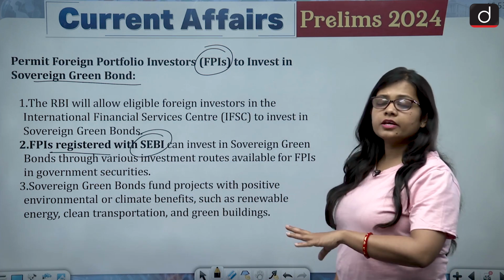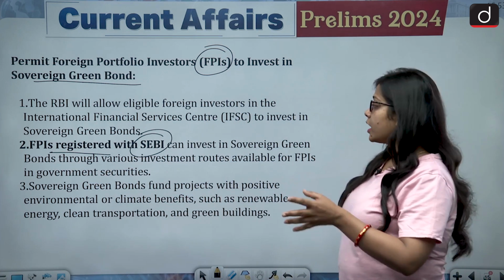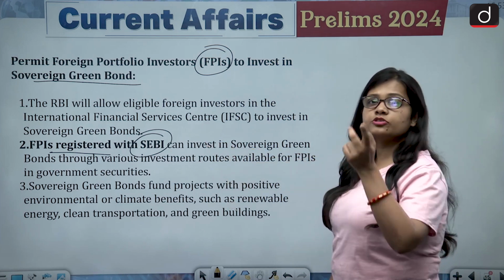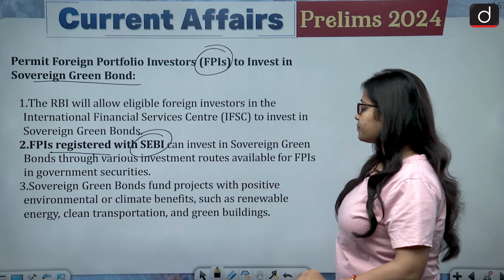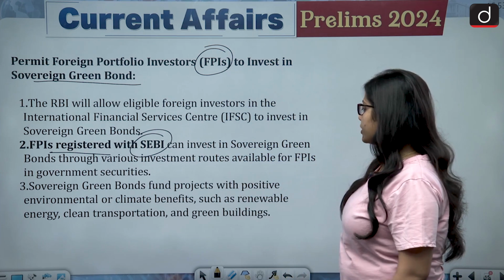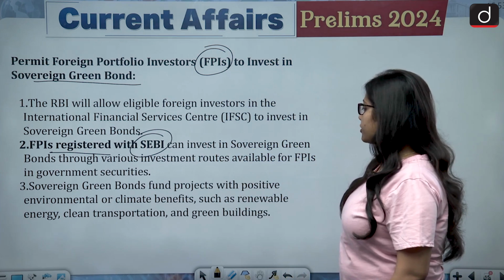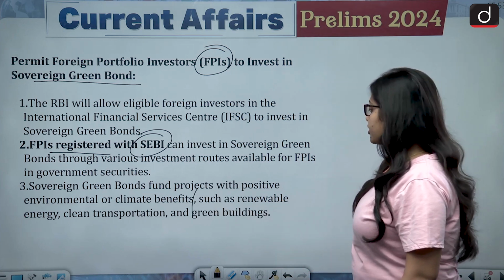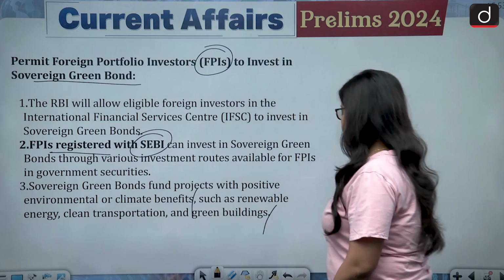So FPIs can invest in government securities, and now they will be allowed to invest in the sovereign green bonds, but these FPIs need to be registered with the SEBI. And the sovereign green bond funds projects with positive environmental or climate benefits such as renewable energy, clean transportation and green buildings.